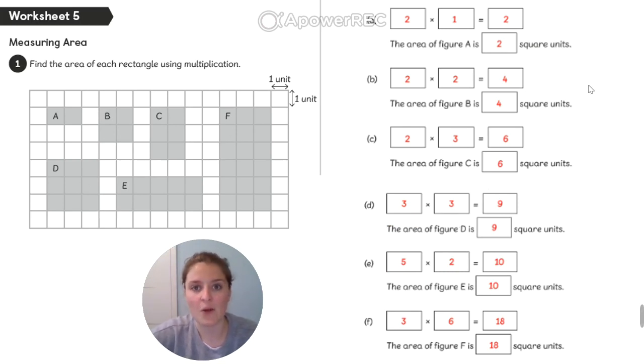Just pause the video and mark your work. If you got a few wrong, make sure you understand why you got them wrong. If you're not sure, go and show a parent. Go and show them and say, look, this was the answer, but this is what I got. What did I do wrong? Or if there's no one around, feel free to send me an email and I can explain.